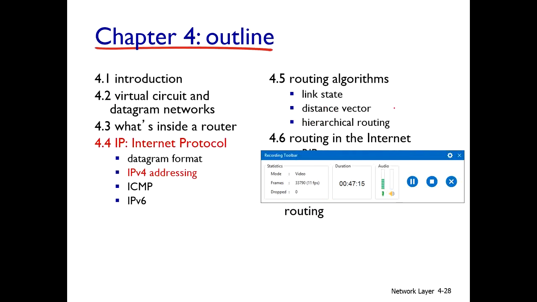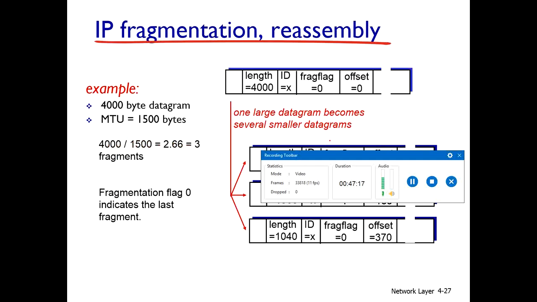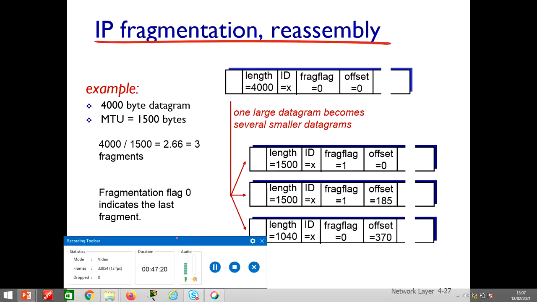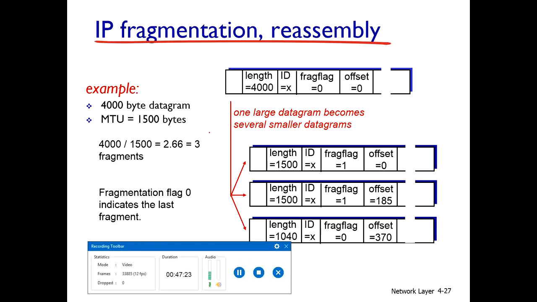Okay, so we have an example over here showing fragmentation and reassembly. Let's understand this IP fragmentation and reassembly. Let's assume that a datagram of size 4000 bytes arrives at a link, but the maximum transmission capacity of that link is 1500 bytes. So that means this complete datagram cannot be transmitted from that link as a single datagram. So it has to be broken down.